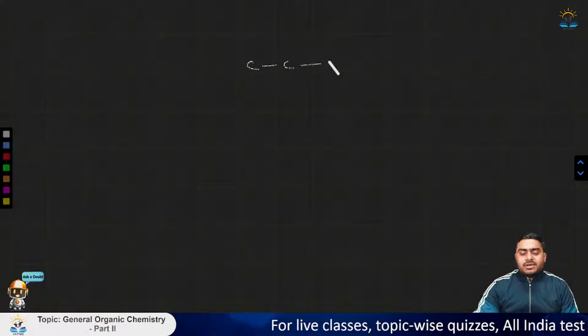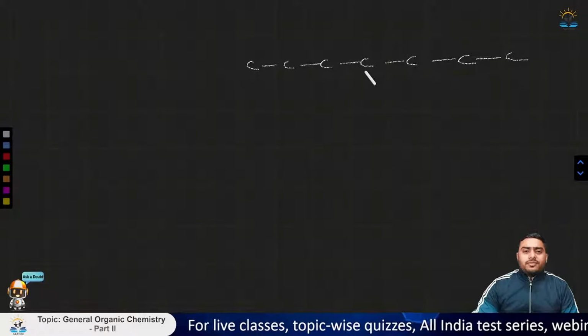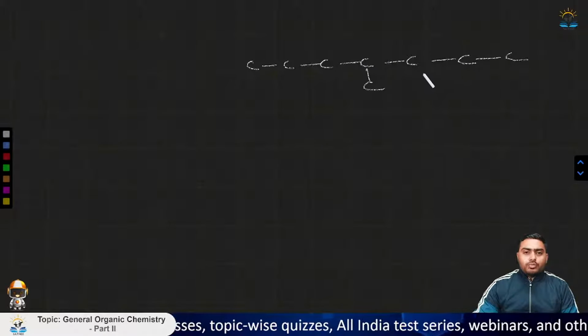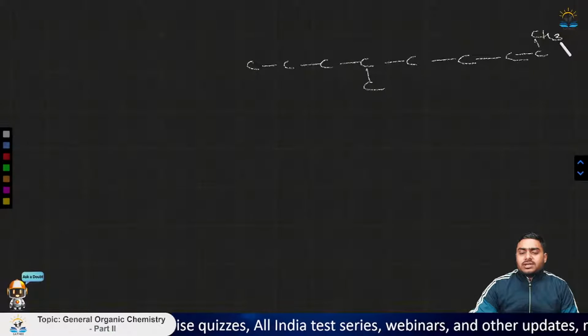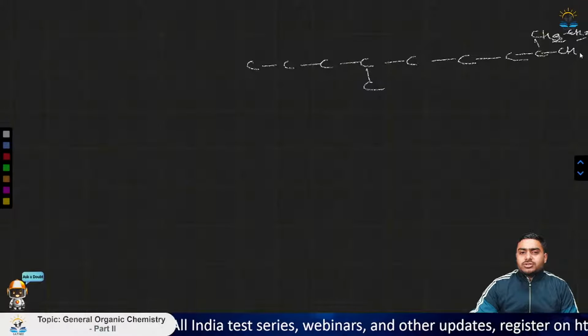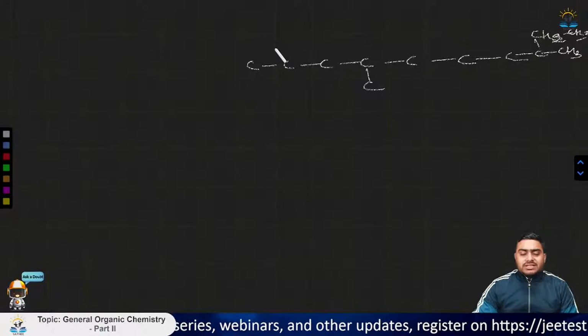Like you can see carbon, carbon, carbon, carbon, carbon, carbon, carbon. My point is, if there is a group, similarly carbon, then there is a carbon CH3, or you can write CH2 CH3, then CH3. Okay, so you have to choose first of all the longest chain, then the lowest locant.